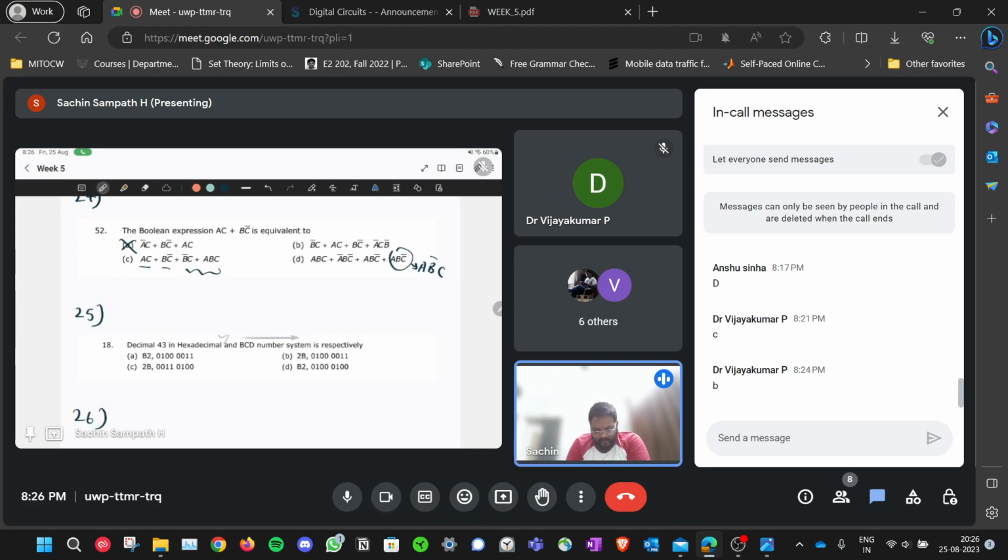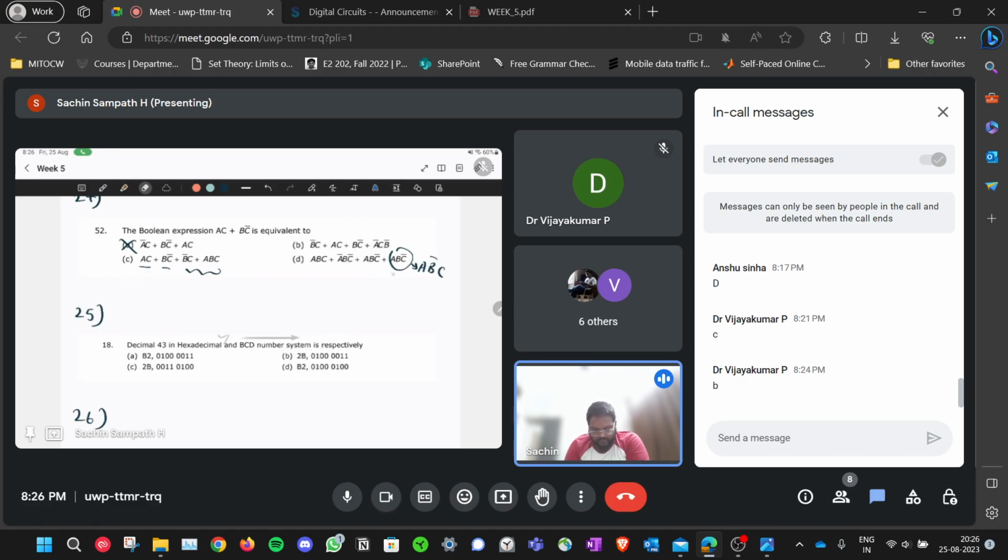And you can look at option B. You have B bar C AC. You have BC bar plus A bar C B bar. Again, this doesn't look like this will go anywhere. It was just adding extra terms to your expression. So there are probably other input combinations that will give you one.